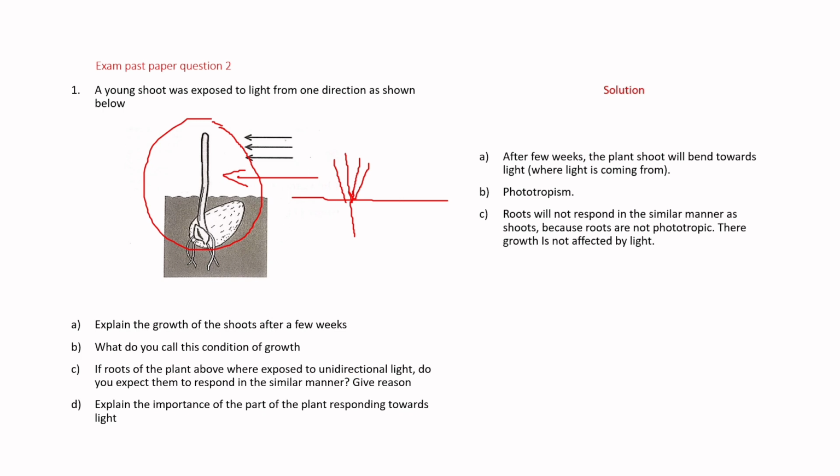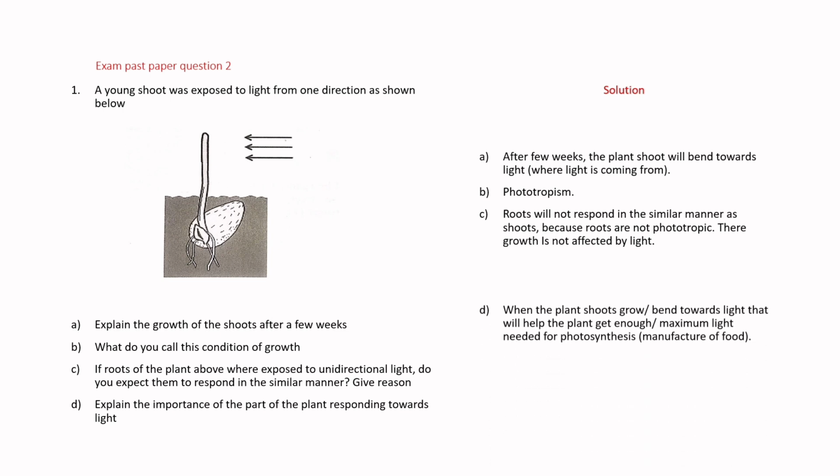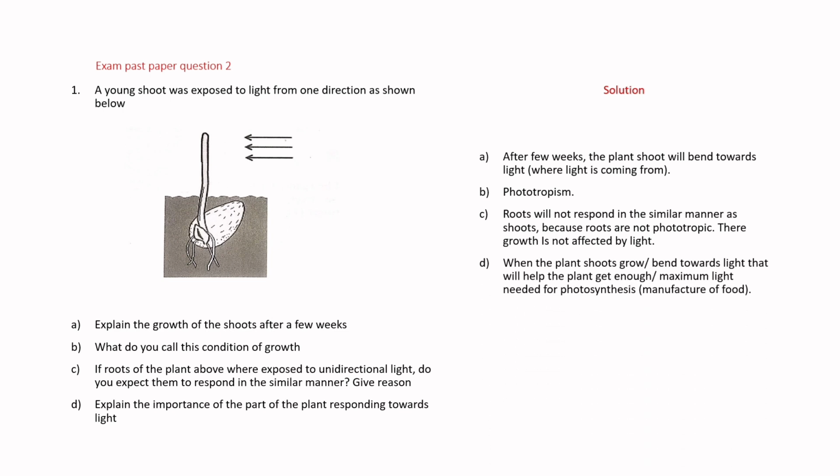Explain the importance of the part of the plant responding to light. So question D is simply saying, why is it important for a plant to respond towards light or to grow towards light? And the answer to question D, you can say, when the plant shoot grows or bends towards light, that will help them get enough or maximum light needed for photosynthesis, which is the manufacture of food. So that's the answer to question 1.